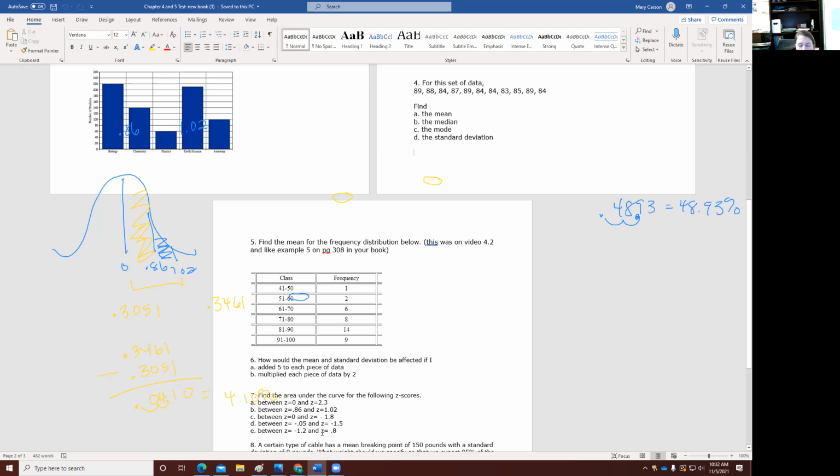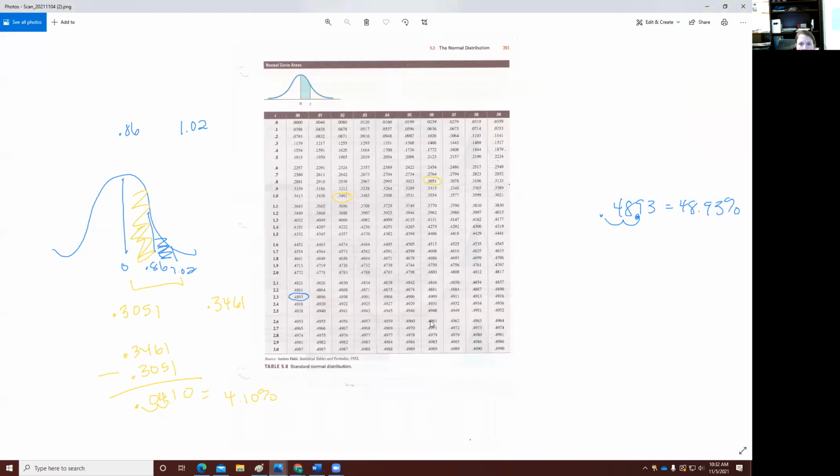All right, and then the last one, I'll show you this one, is negative 1.2 and 0.8. Negative 1.2, and 0.8. Now notice these are in two different directions. We have negative 1.2 and we have 0.8. And we want to find between these.